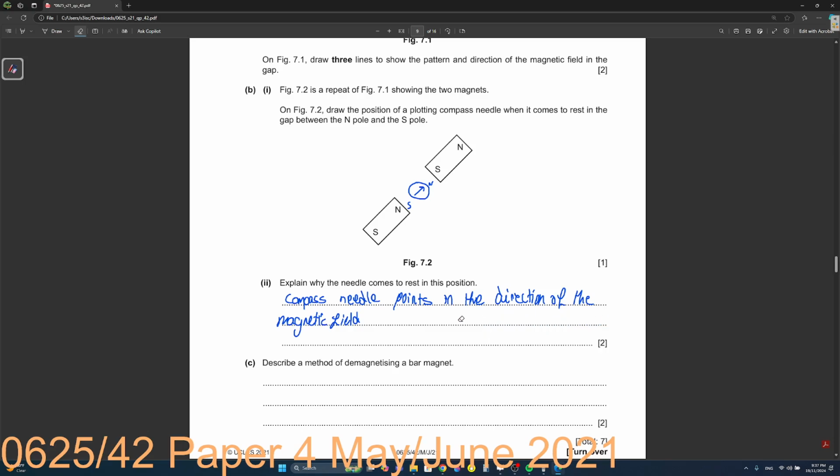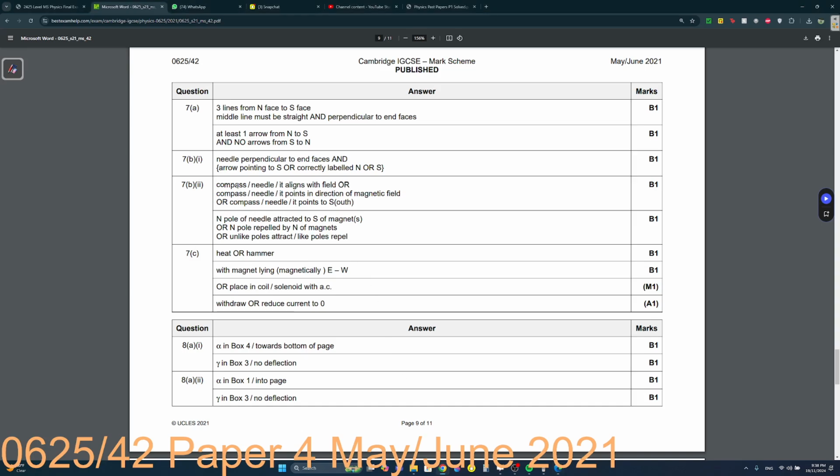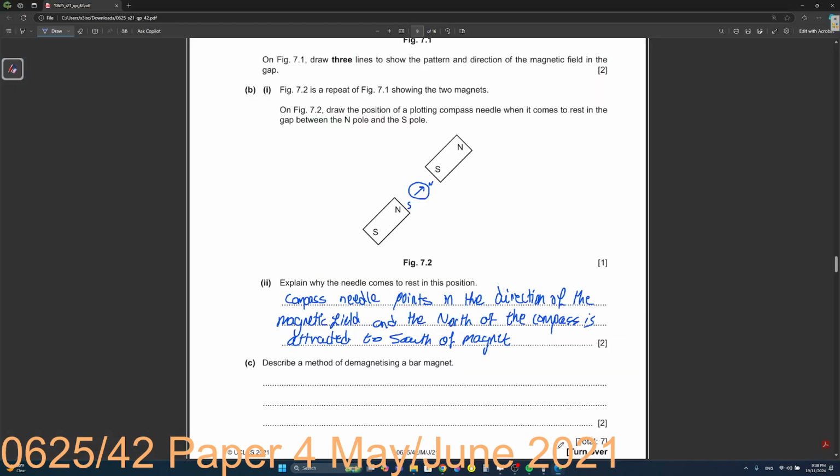Then I have to add over here, and the north of the compass is attracted to the south of the magnet. Let's see. So the compass aligns with the direction of the magnetic field and it's attracted to the S of the magnet. That's a nice, easy 2 marks, right?